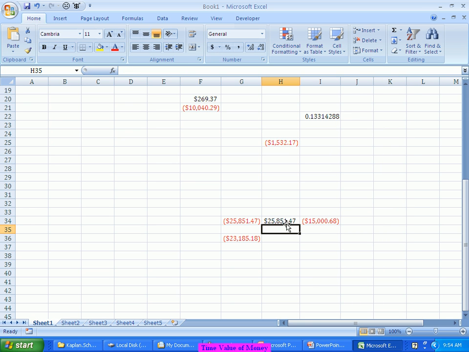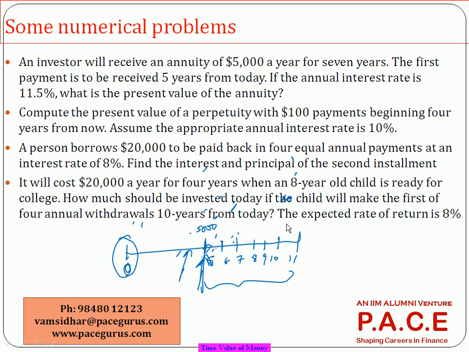So it says the current value is 15,000. So it's like if you deposit 15,000 today, after 5 years you can get 5,000 for a 7-year period. If the interest rate prevailing is 11.5%, you deposit 15,000 today, lump sum, one-time payment, you will get 5,000 per year for 7 years with the first payment starting 5 years from today.